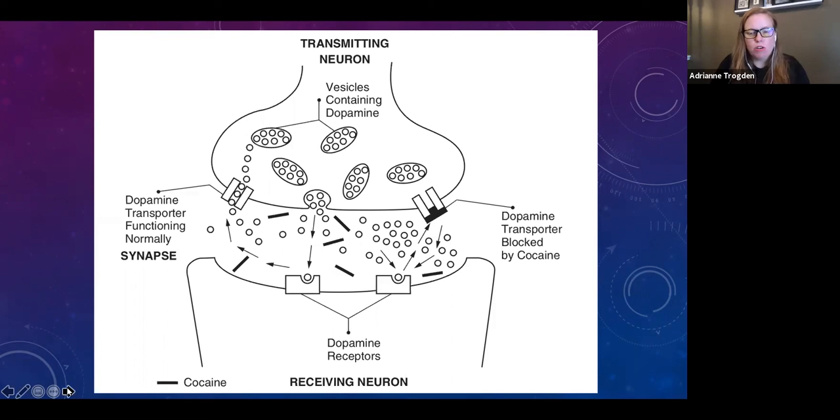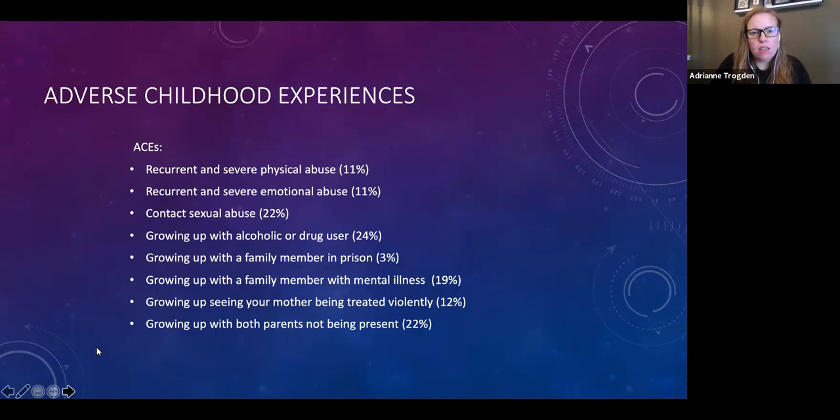So that was your crash course in how substances affect the brain and what's going on functionally in the brain. So now let's add on the trauma piece.